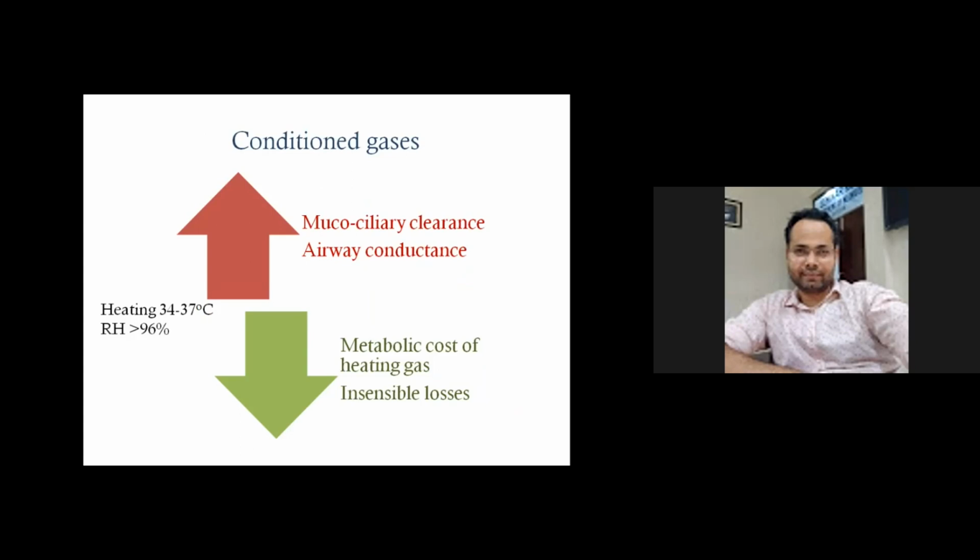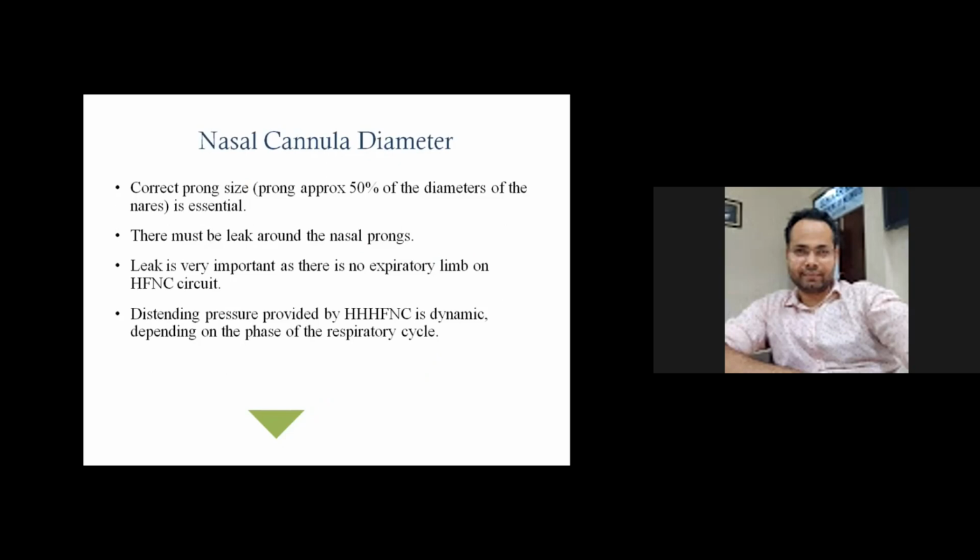There is better airway conductance because the desiccation of the mucosa is less, and also with heating to 34 to 37 degrees and relative humidity more than 96%, there is less insensible loss, because water would otherwise have been lost in humidification of the gas in the trachea. So that water loss is not there, and the metabolic cost of heating the gas is also reduced because the air is already heated and humidified.